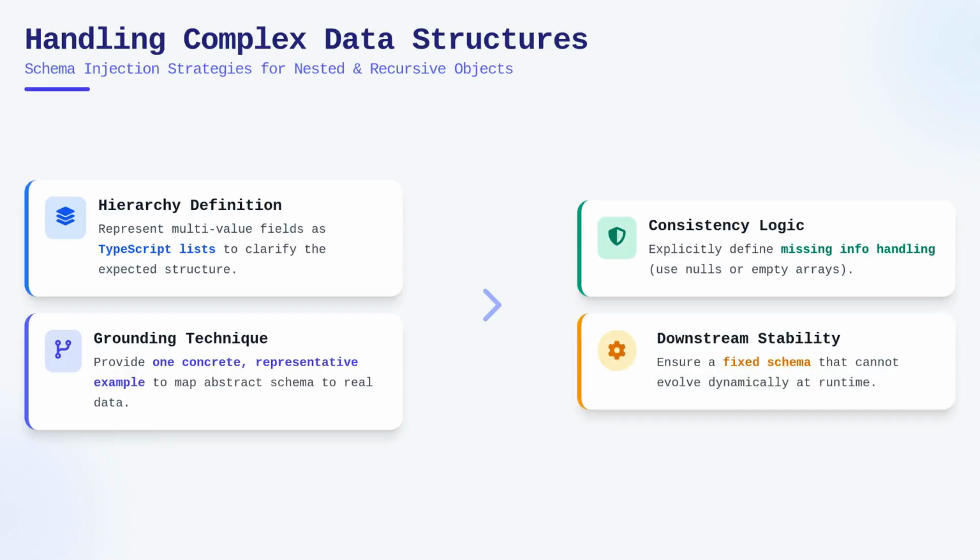You should also explicitly define how the model should handle missing information, such as requiring a null value or an empty array rather than omitting a key entirely. This consistency is essential when your downstream workflows depend on a fixed schema definition that cannot evolve dynamically at runtime.